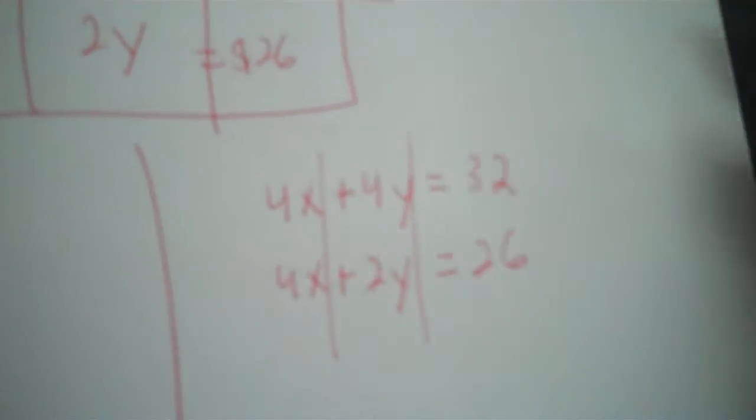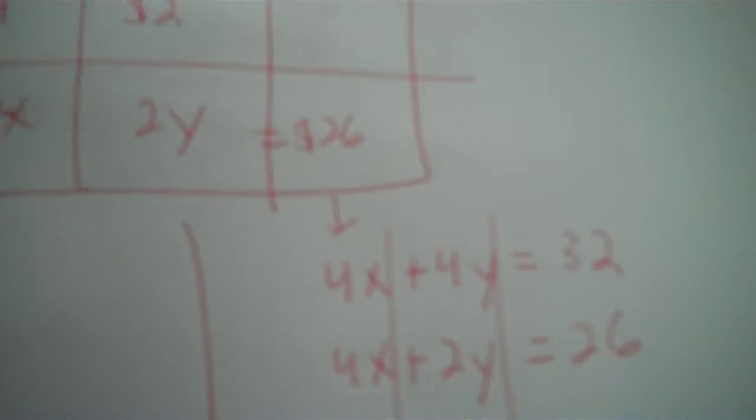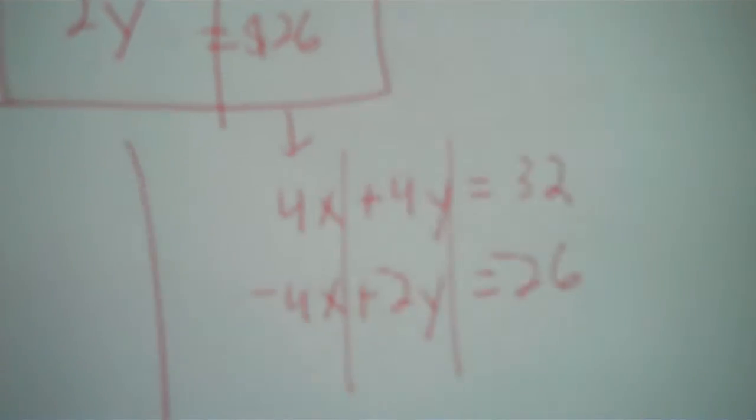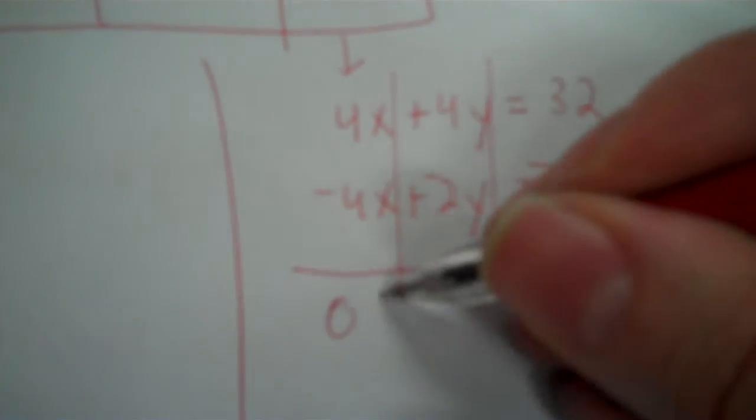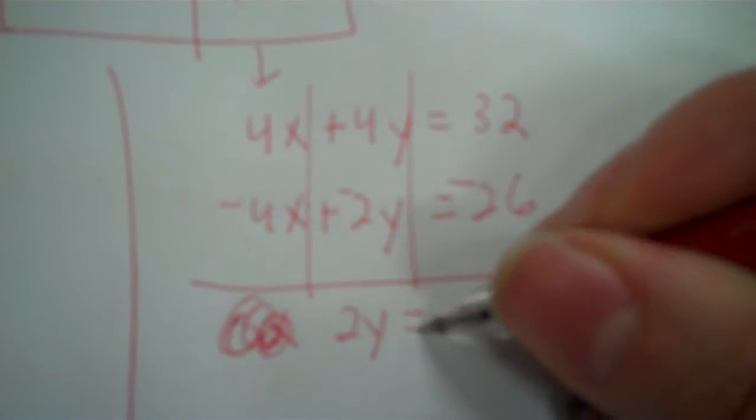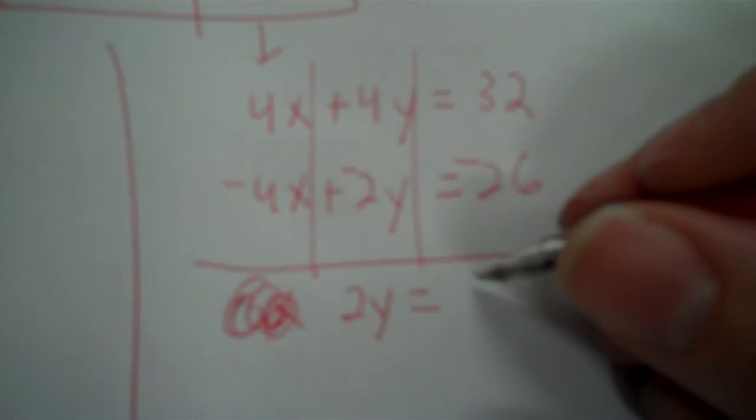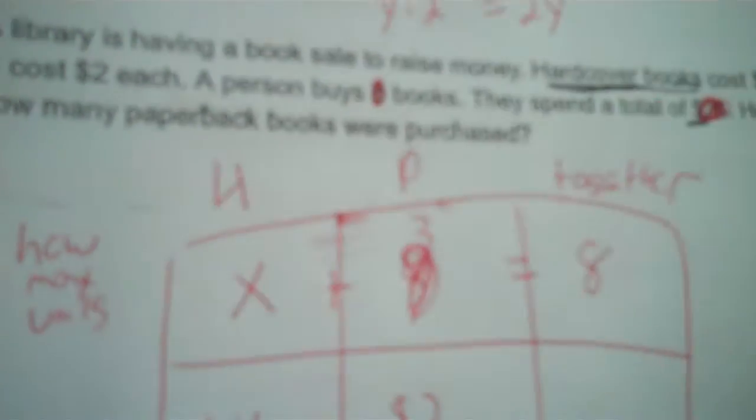Now, this is where we're going for the elimination, but they can't both be positive 4s. So it'd be negative, negative, negative. So that becomes 0X. 4 plus negative 2 is 2Y. And then 32 plus negative 26 gives me 6. So I divide by 2. And 6 divided by 2 is 3. So Y equals 3. Nice. So 3 paperbacks. Now what plus 3 makes 8? Well, it'll be 8 minus 3, so it'd be 5.